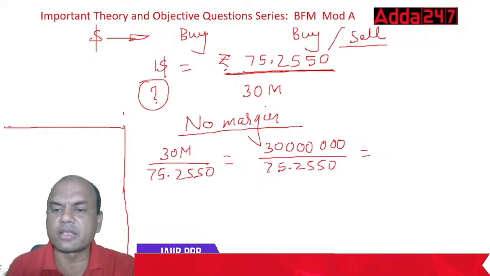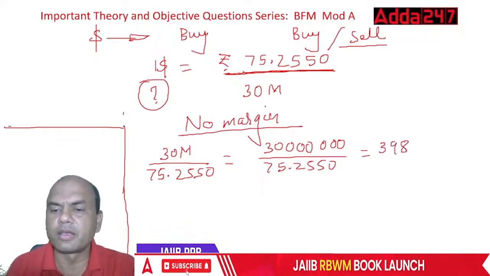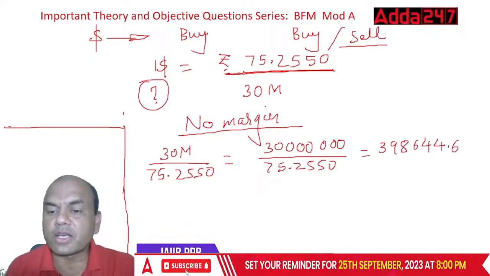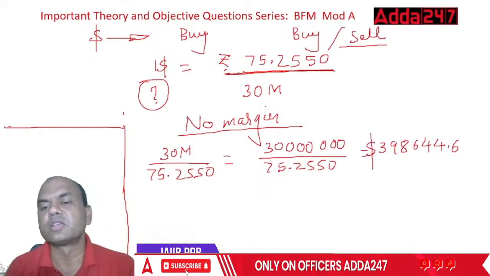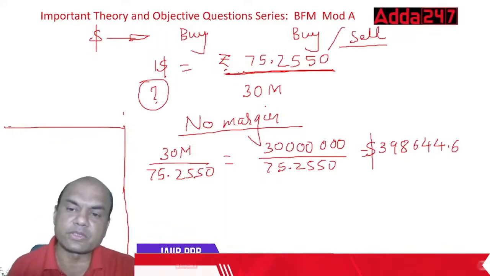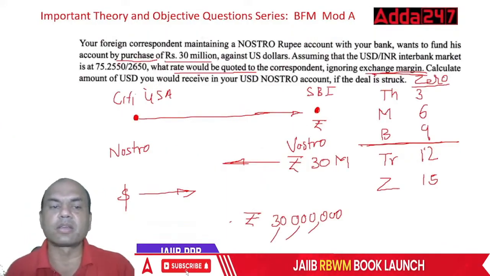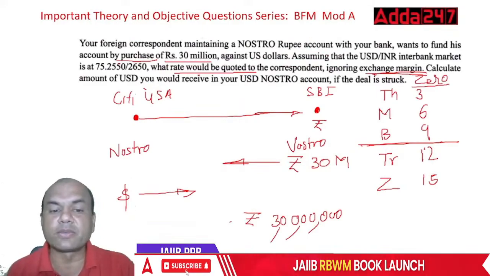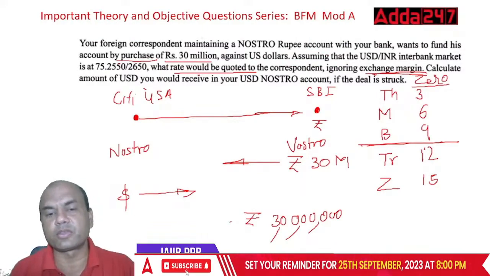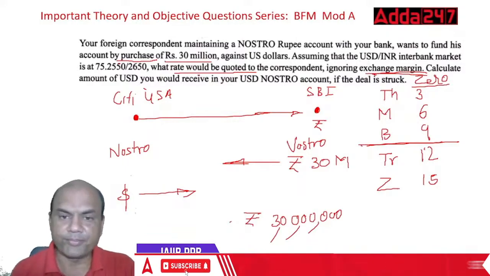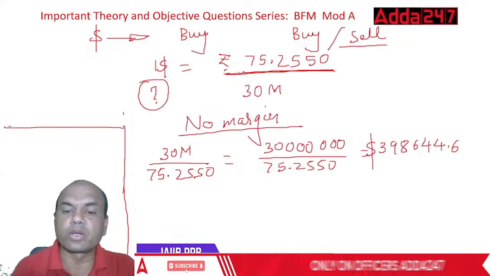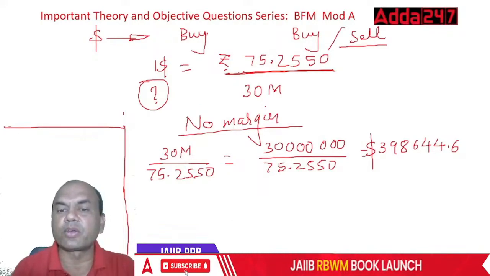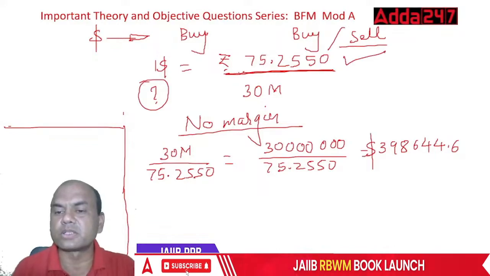398,644.6. Correct. So what currency is this, dollar or rupee? This is dollar. So this much dollar we will be getting. See, the question is over here: calculate the amount of USD you will receive, because dollars will be coming in. So you will be getting 398,644 dollars. And the rate quoted to this customer is 75.2550. These are the two answers.